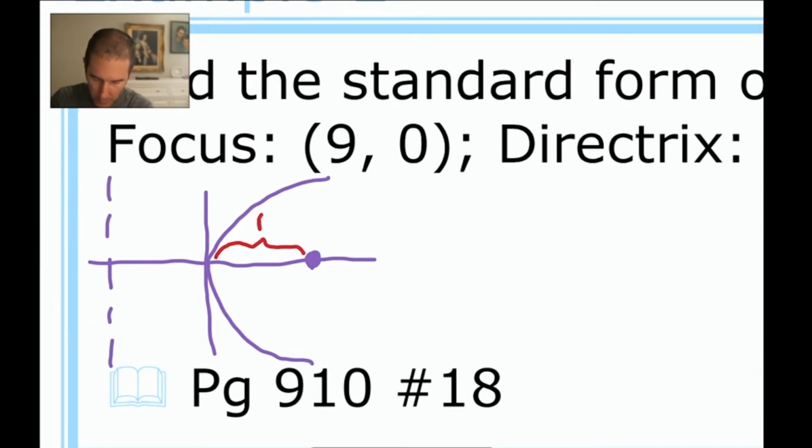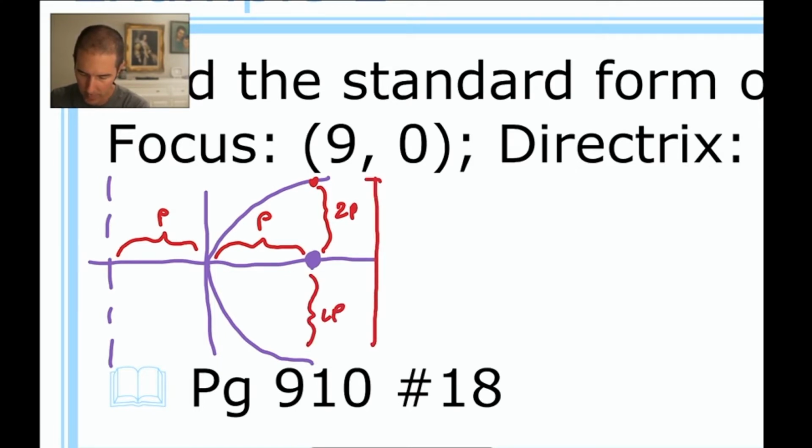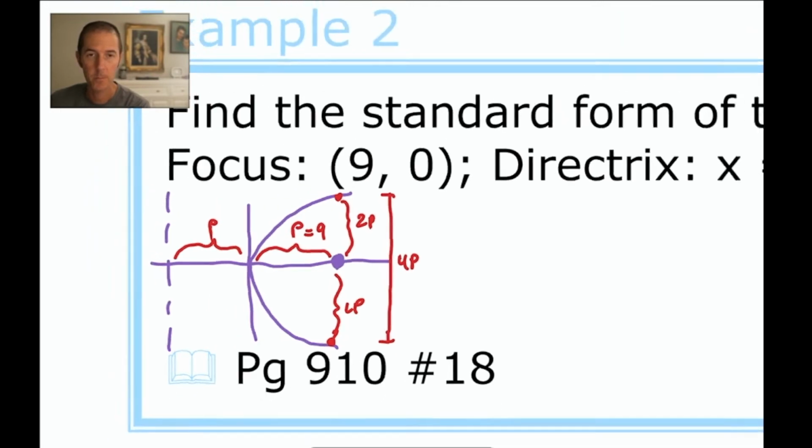This is my p-value, or I could have done that out here. This is equal to p also, which means that this distance, it also means that this diagram's not drawn very well, that this is equal to 2p, and this is equal to 2p, which means that this is equal to 4p, and p is equal to 9, because we were told the location of the focus, 9, 0.